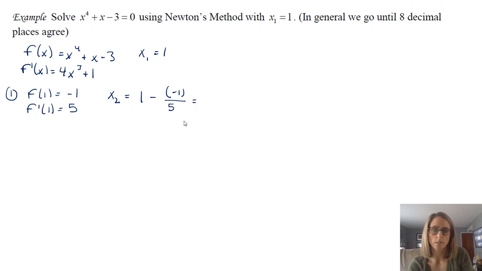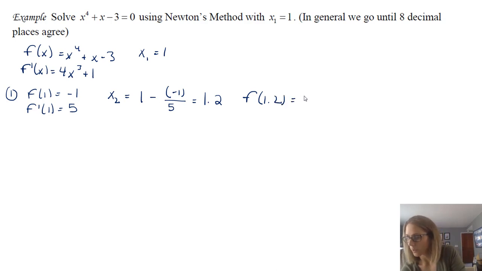So you can see that it's going to be 1 plus 1/5. 1/5 is 0.2, so we get 1.2 as what we believe is the root for x sub 2. Now, remember we got -1 when we plugged in 1 to our original function. But if we plug in 1.2, back into the original, we're going to get 0.2736. So see, we're a lot closer to 0.